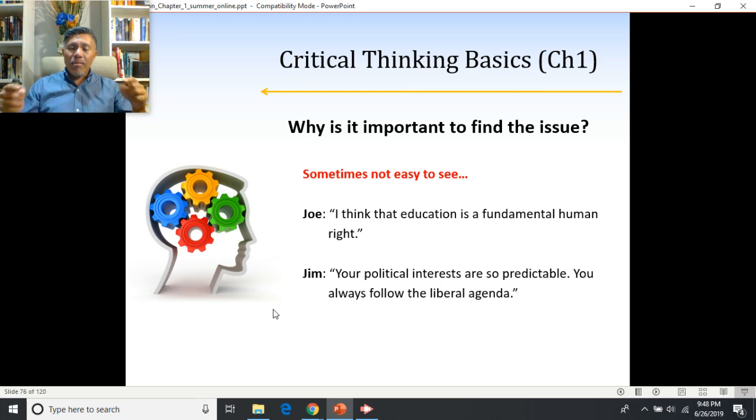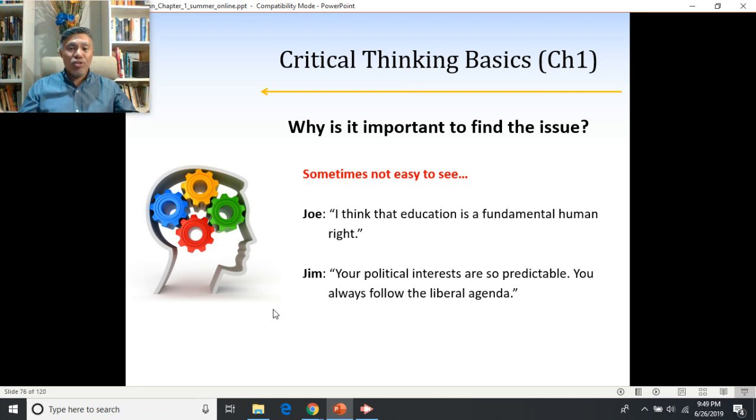Joe's claim, I think that education is a fundamental human right, raises the question of whether or not that's true. Is education a fundamental human right? That's an important question. Should everybody have education? Should everybody have access to education? Is it as basic a human right as the right to life or the right to be free and not a slave? Is education a right like that? That's an important question. Jim does not address that question. He doesn't say whether or not he believes it is or is not a fundamental human right.